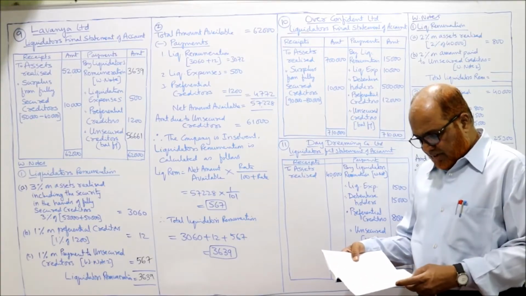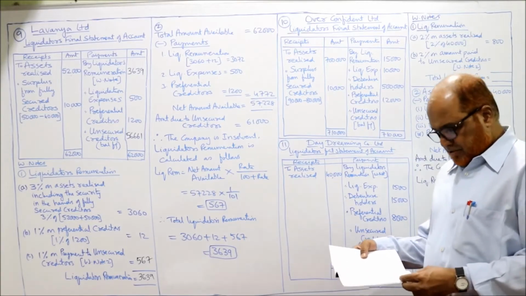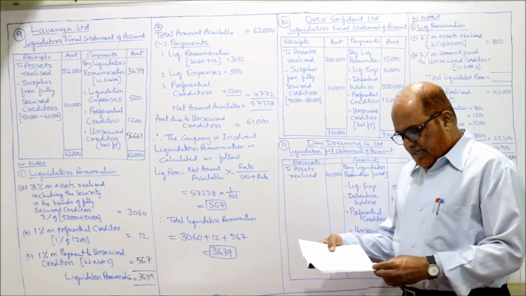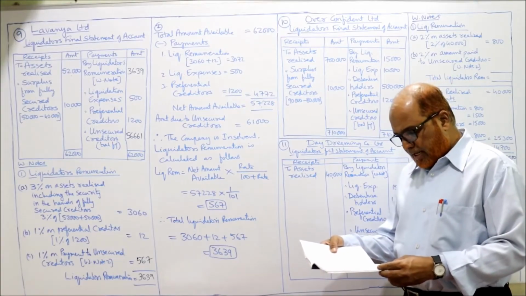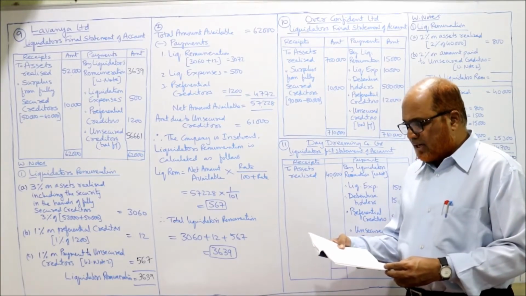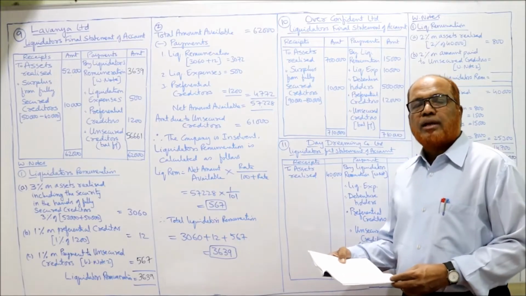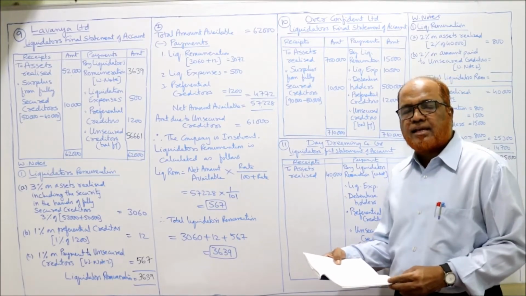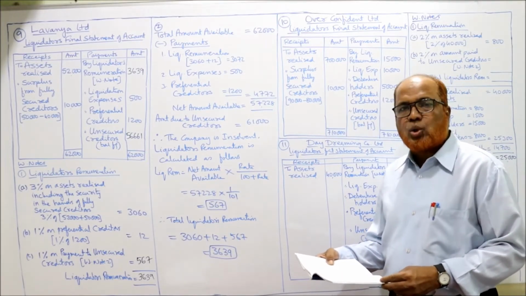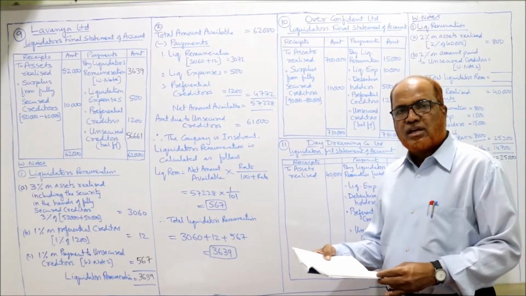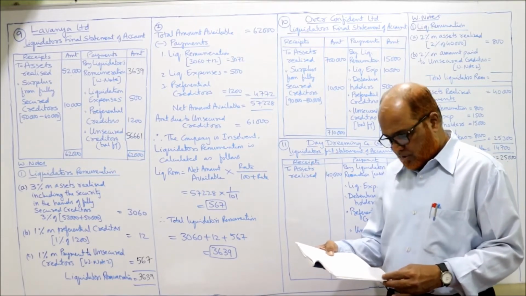Overconfident Company Limited went into liquidation. Its assets realized 7 lakh rupees, excluding the amount realized by sale of securities held by secured creditors. The liquidator has sold all the assets and realized 7 lakh rupees, excluding the value of security in the hands of fully secured creditor.